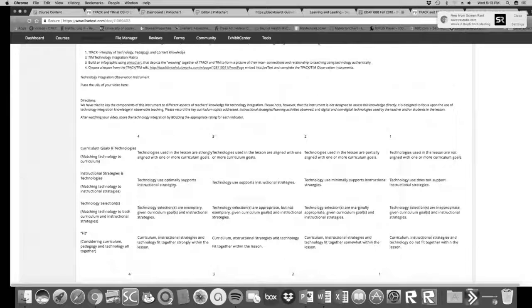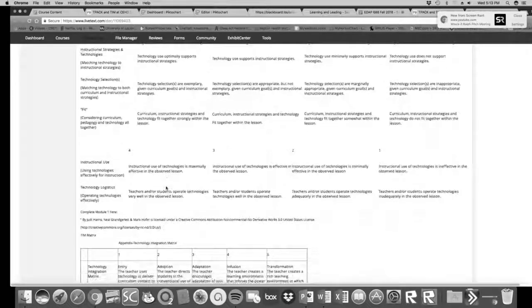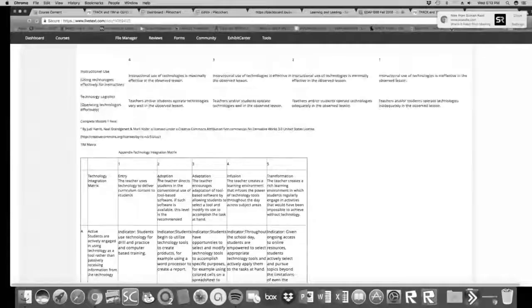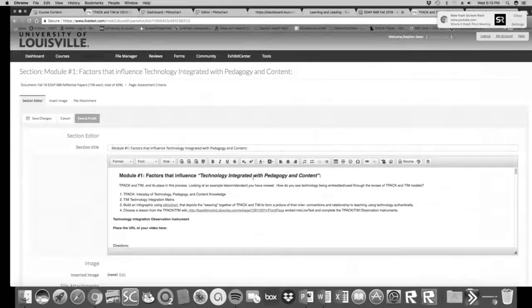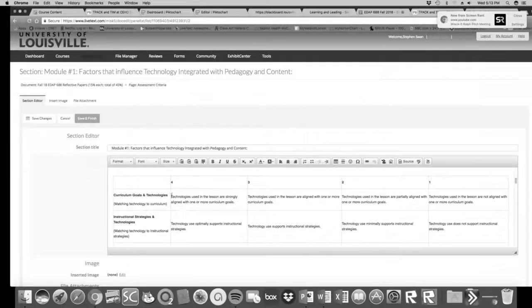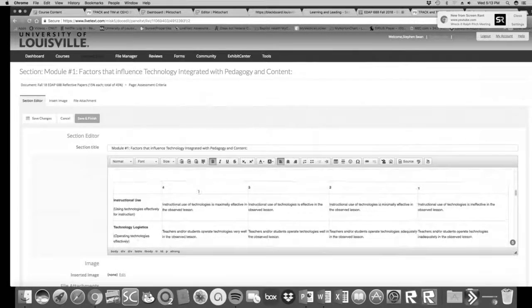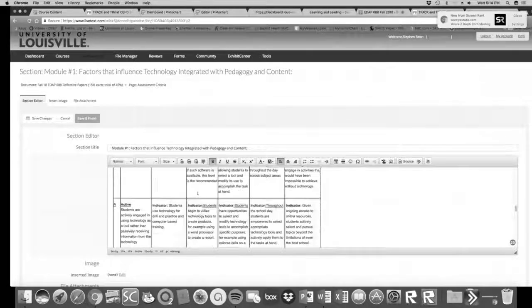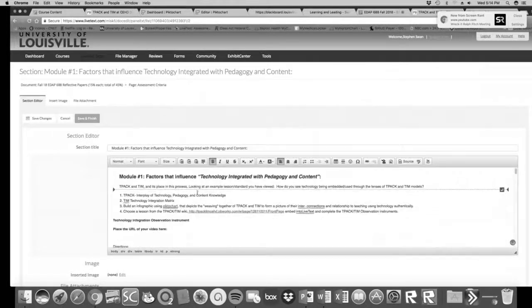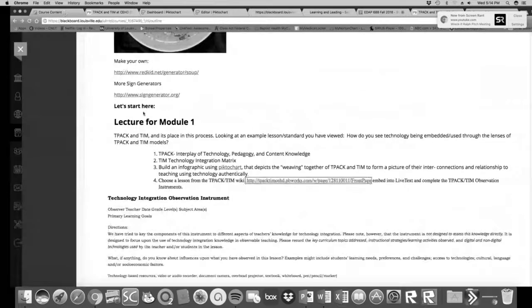evaluate it using this TPACK Evaluation Observation Instrument, and then here's the TIM. And the way you'll do it is, all you have to do is go in, hit the edit, and if you think that in the TPACK one, matching technology to curriculum, it's a 4, technology used in the lessons are strongly aligned with one or more curricular goals, you're going to highlight it, and you're going to bold it. Go down through each one of these indicators, mark it, and then go down here and do the same thing with the TIM. As I said, I'll explain TIM to you the next time we get together.